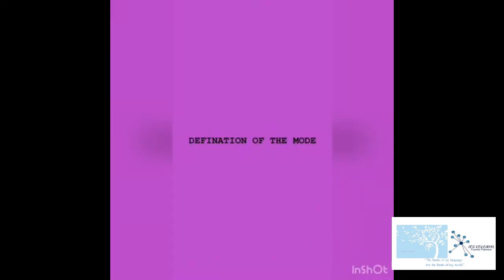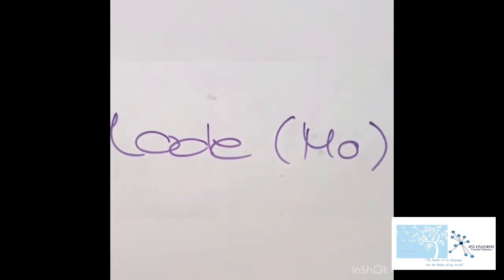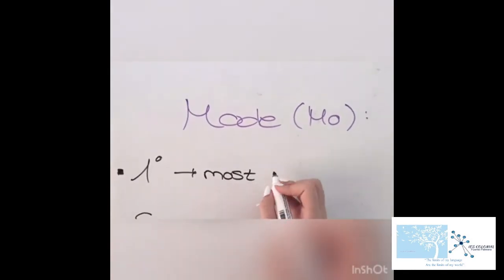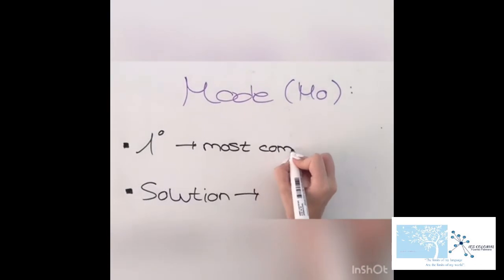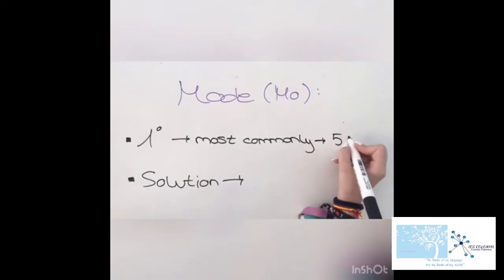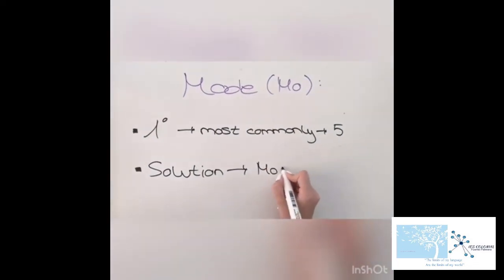Then I'm going to continue with the mode. The mode of a dataset is the value of the variable, or the intervals, that is most repeated. It's represented by Mo. First step. Look at the repeated data and see which is the most common, in this case 5. So it's the solution.